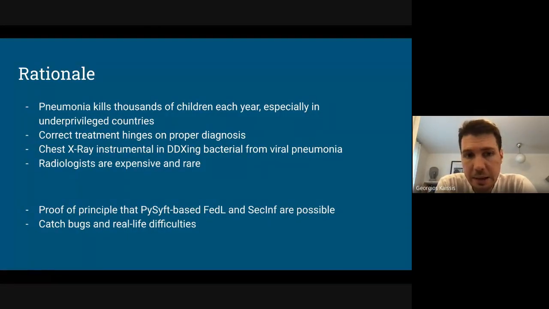As I noted, we tried to do this kind of thing completely using the OpenMind stack with federated training and secure inference. We also wanted to go on a bit of a bug hunt and see what the real life difficulties are in applying such a thing.